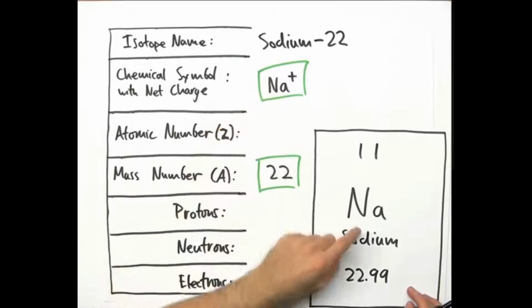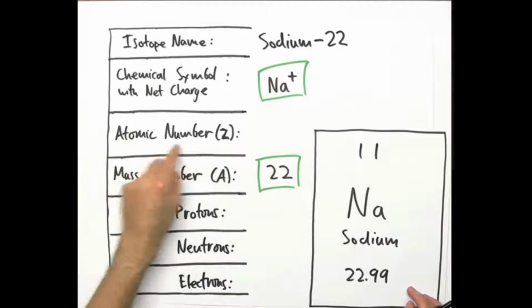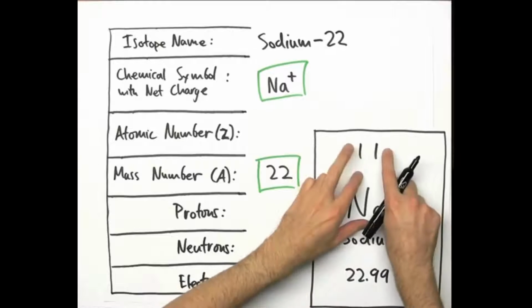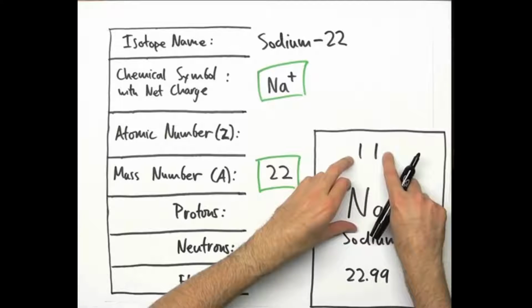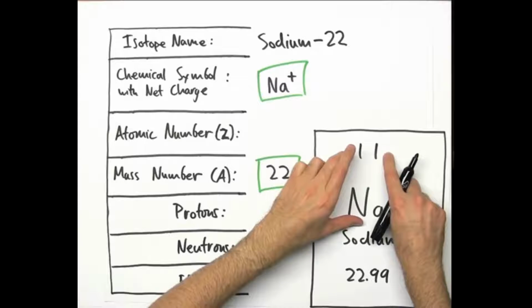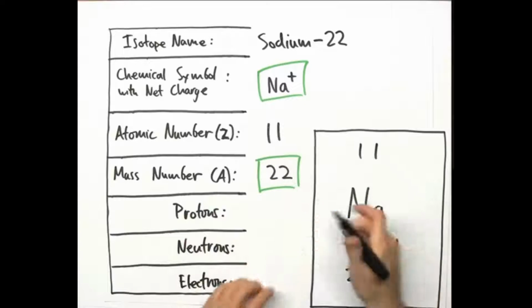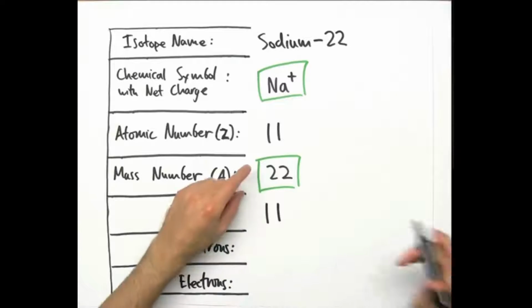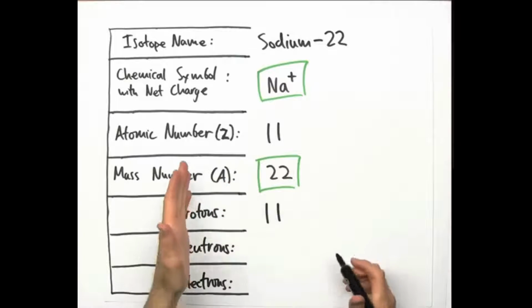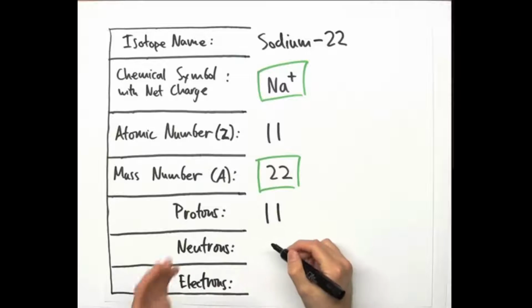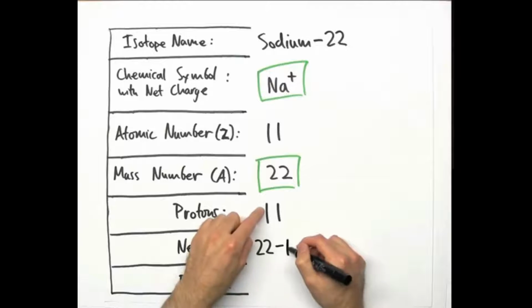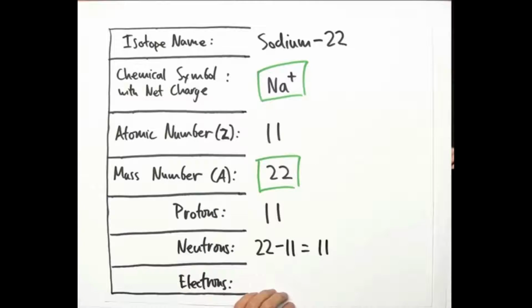Now that we know that Na is sodium, we can fill in the atomic number and the number of protons. Because when we look this up on the periodic table, Na sodium has 11 at the top. This number up here is the atomic number of protons. So 11 for the atomic number, 11 for the number of protons. Now, for the number of neutrons, the mass number here is the number of protons plus the number of neutrons. So if we want to find out just the number of neutrons, we can do protons and neutrons minus protons, which equals 11 neutrons. That's how many neutrons we have.